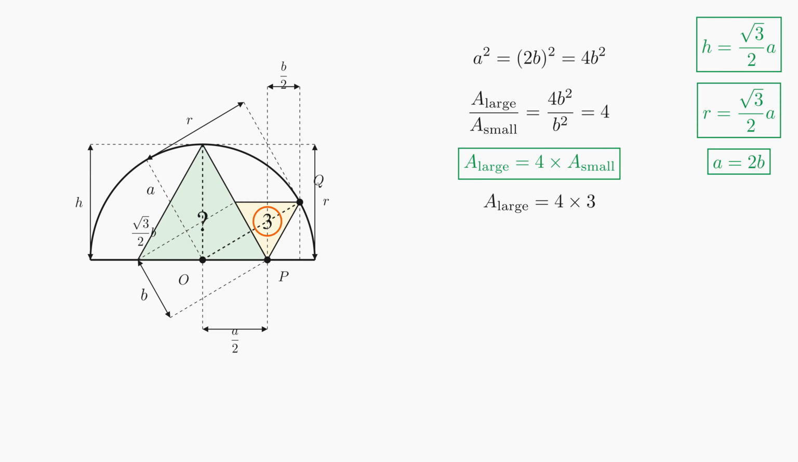Since the small triangle has area 3, the large triangle has area 4 times 3. That gives us 12. The area of the large triangle is 12 square units. And that's our answer.